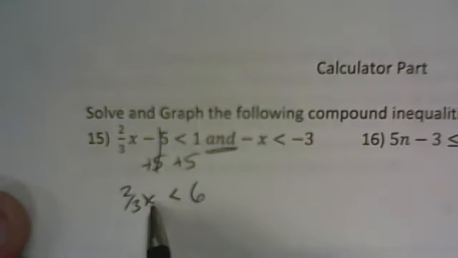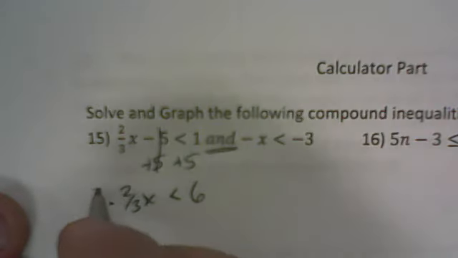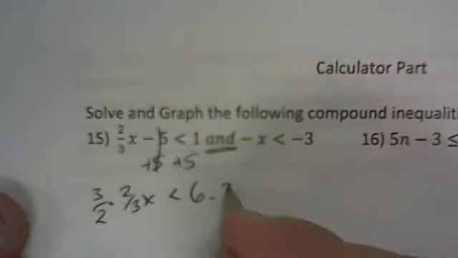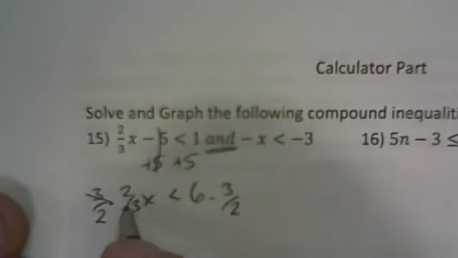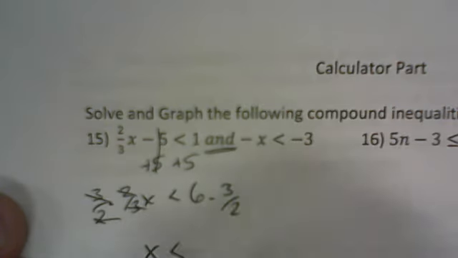But then we have to undo multiplying by 2/3. So we undo multiplying by 2/3 by multiplying by its reciprocal, which is 3/2. The 3's will cancel, the 2's will cancel, and we'll have x is less than, we can multiply 6 times 3 is 18, divided by 2, which is 9.